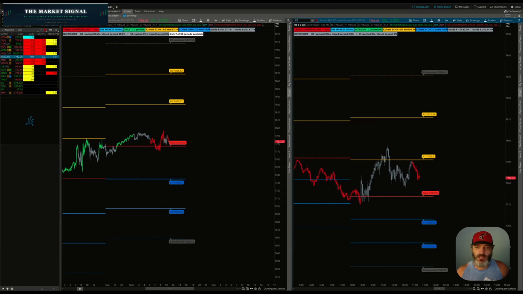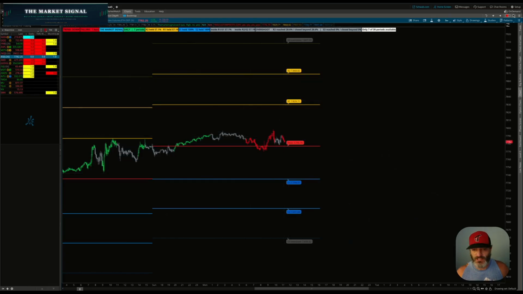This is your daily pivots, and this is more if you're a scalp trader, quick trader. So this is my daily pivots. And then here, these produce every day at 5 p.m. Central Standard Time and carry all the way through the next day.